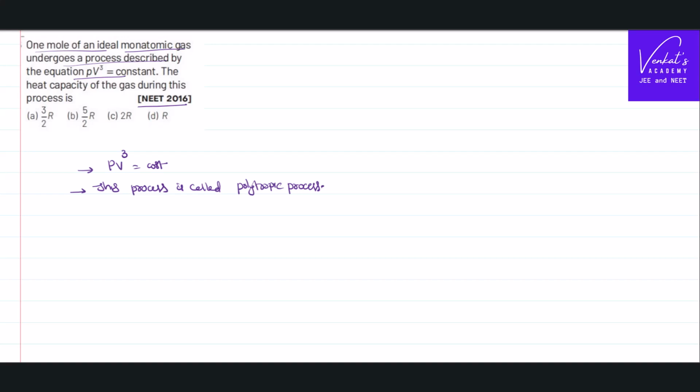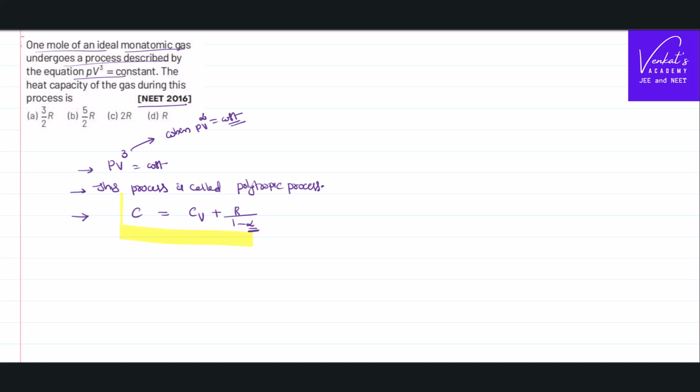The relation between Cp and Cv in a polytropic process is different, and we have derived it in our regular playlist. Please go through that. Regularly we have Cp minus Cv equal to R, so Cp equal to Cv plus R. But here the heat capacity C equals Cv plus R by 1 minus alpha, where alpha is when PV^alpha is constant. So in our case, alpha is given as 3. This is a new relation that we need to know.